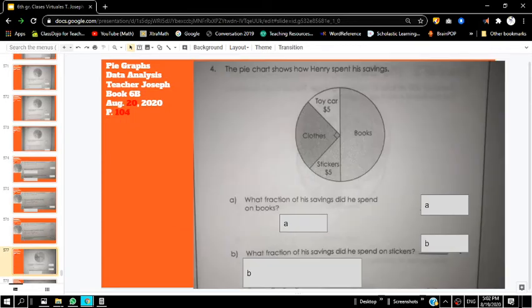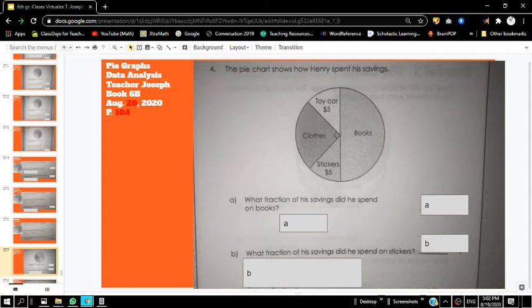Let's go to page 104. The pie graph title says that it represents Henry's savings, the amount that he spends from his savings. If you take a look at the pie graph, you'll notice that we don't have any percentages, but we do have quantities in dollars. And then we also have that representation of clothes, which has an interesting angle being represented there. That's a right angle. We'll talk about that in just a second.